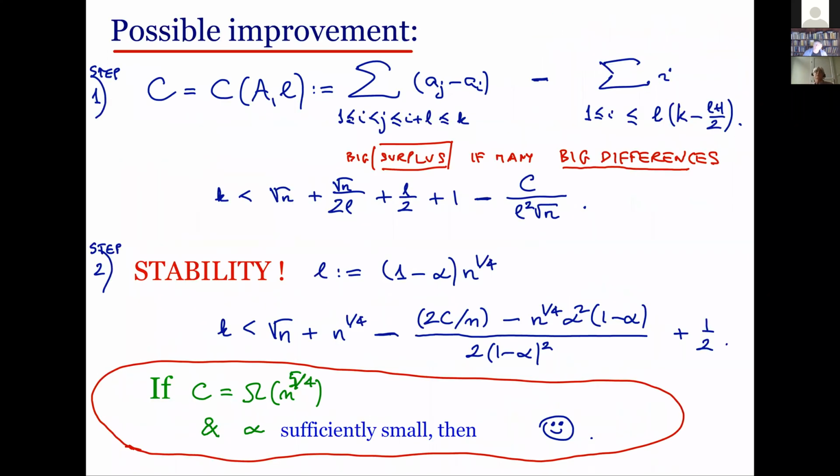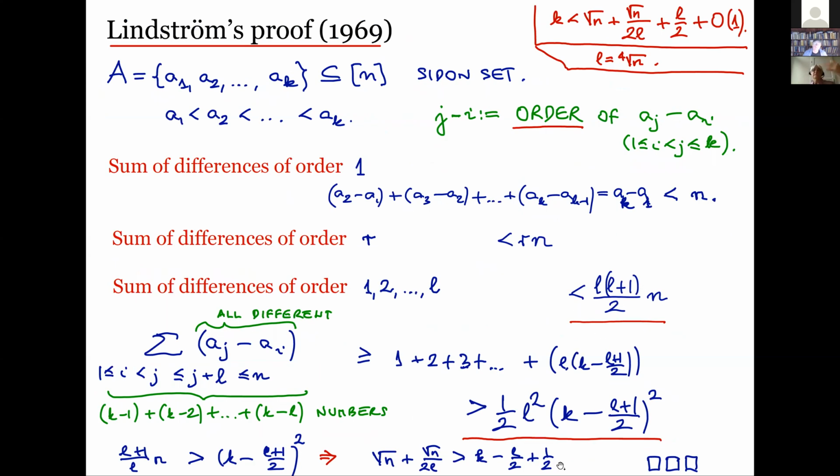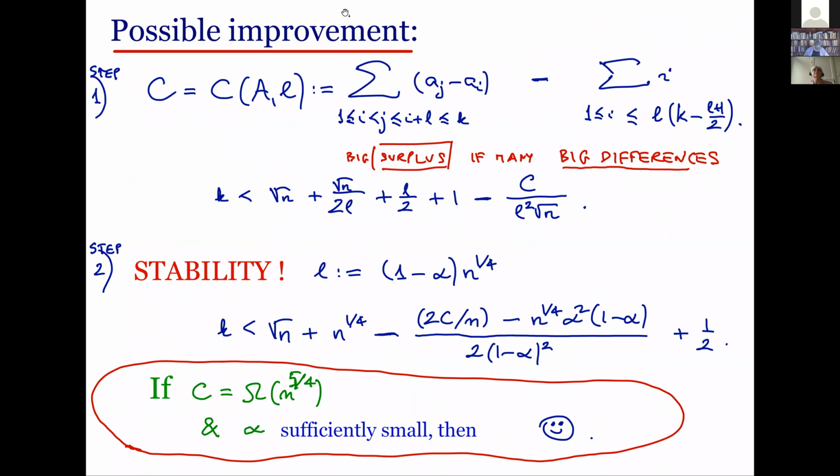So how to improve the Lindström bound? Well, we have an upper bound and a lower bound. So if we knew that the upper bound is much bigger, okay, so we just take this sum, or the sum of differences up to order L, and the sum of the first integers up to L times k.